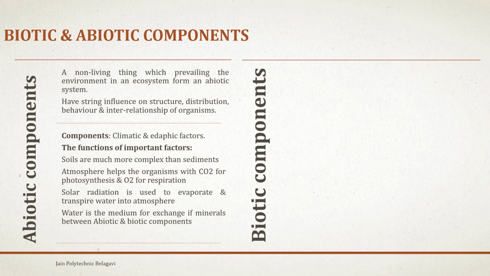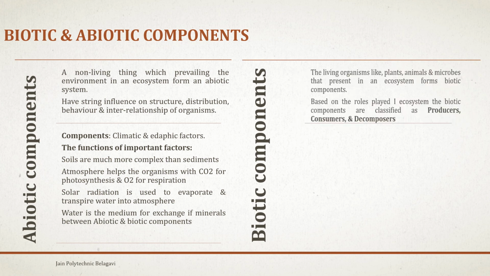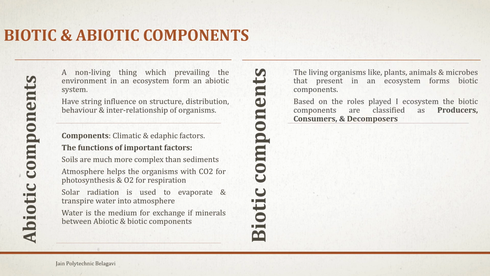Next, the biotic components. The living organisms like plants, animals and microbes that are present in an ecosystem form biotic components. So based on the roles played in the ecosystem, the biotic components are classified as primary, the producers, secondary, the consumers, and tertiary, the decomposers.